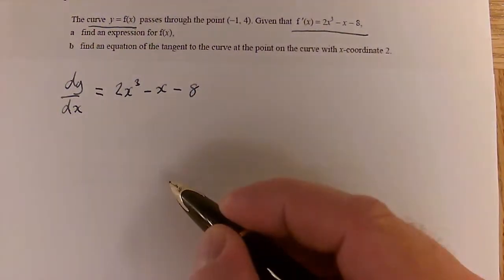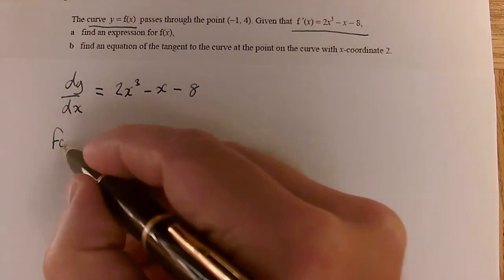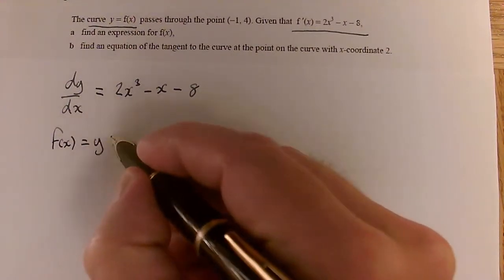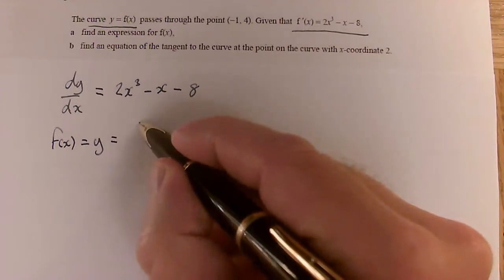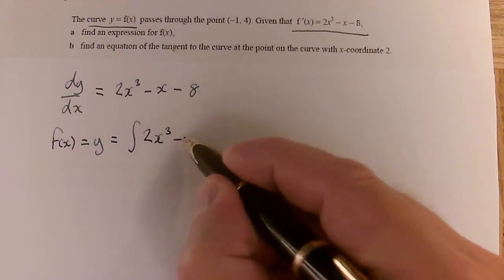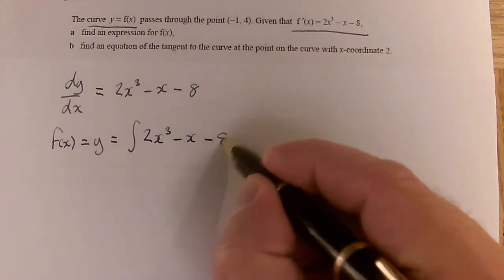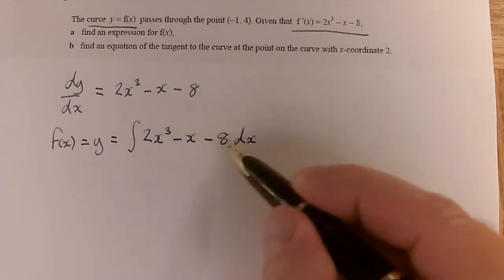8. Okay, I want to know effectively what f of x is, or what y is. So f of x or y, how do I undo the differentiation? Well, we've got a new shiny way of doing that. We integrate. So we've got to do the integral of 2x cubed minus x minus 8 dx. Don't forget the dx.